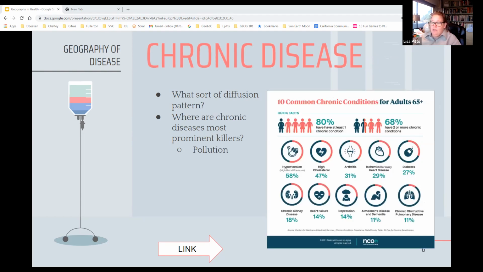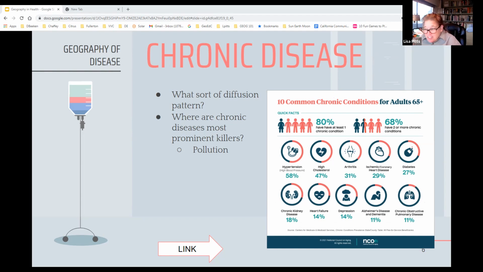Okay, so the next type of disease that we talk about is chronic disease. Chronic disease is more like heart disease and cancer, diabetes, things like that.